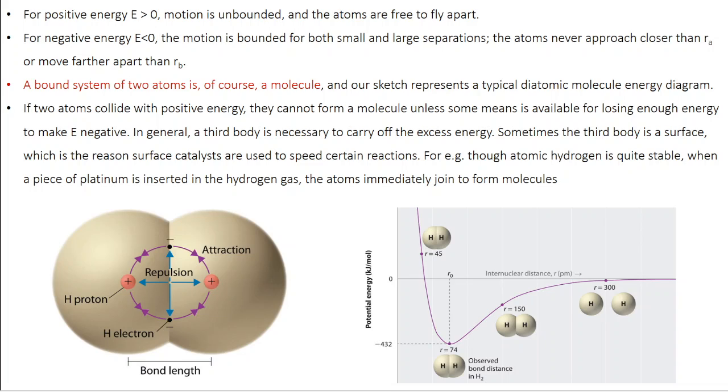So this is how you can get some useful information regarding the motion in an atomic system using the energy diagram method.